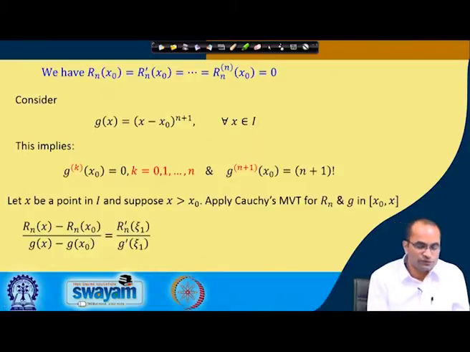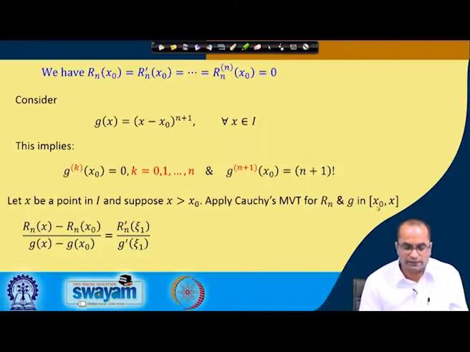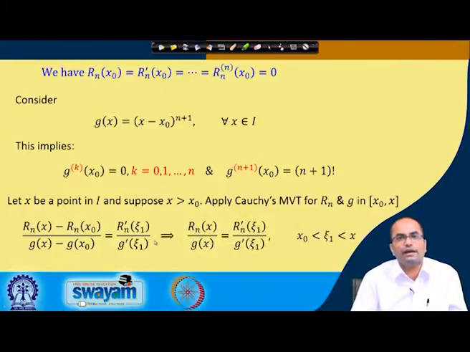And now remember, what was the Cauchy mean value theorem? You have this function R_n(x) minus R_n(x_0), divided by g(x) minus g(x_0), is equal to the ratio of their derivatives at some point xi_1, R_n prime and g prime at xi_1. Now, if we notice that R_n at x_0 is 0 and also g at x_0 is 0, we have this result that R_n(x) over g(x) is equal to the ratio of their derivatives at some point xi_1 in this interval x_0 and x.